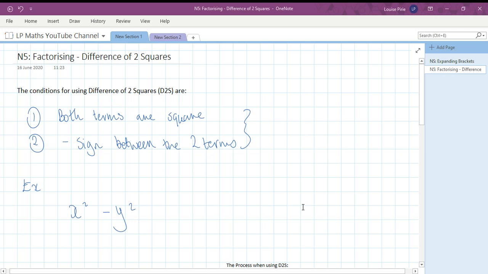Hello everyone, what we're going to be doing today is National 5 Factorising, difference of two squares. This is one of the types of factorising that you'll come across in National 5. So we're just going to get stuck in. The conditions for using difference of two squares are the following.